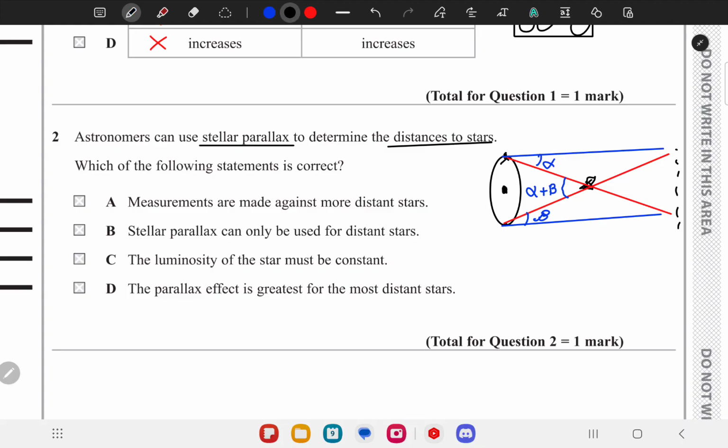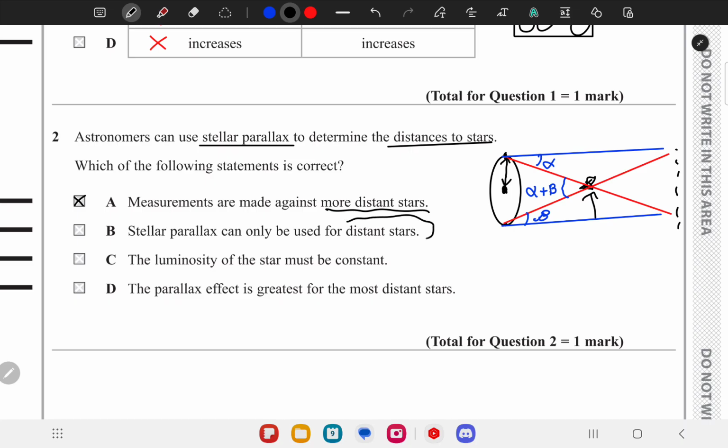So using the angle, and we know that the radius of Earth's orbit is 1 astronomical unit. We know that distance. So using that, we can find the distance from Earth to this star over here. So measurements are made against more distant stars is the correct answer.